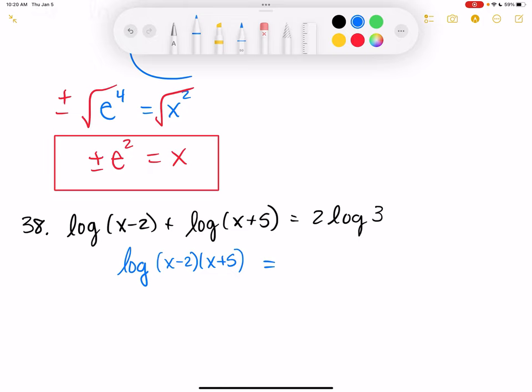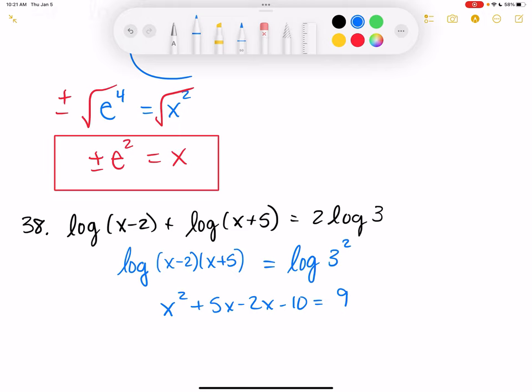And what do I do on this side? What happens if it's out front? You put it on the exponent. What do you notice about the bases? They're the same, so I want to set the stuff inside of them equal to each other. Okay. So I'm going to FOIL this. So I have x squared plus 5x minus 2x minus 10 is equal to 9.